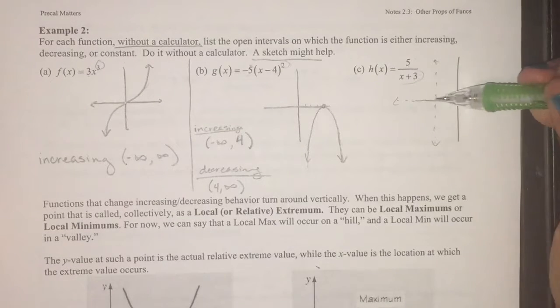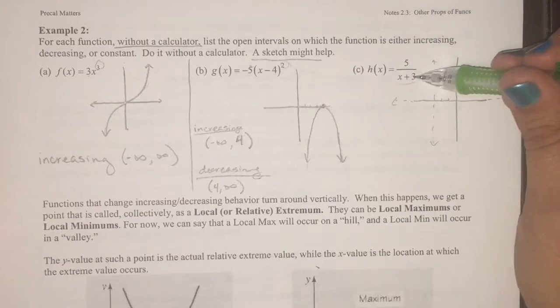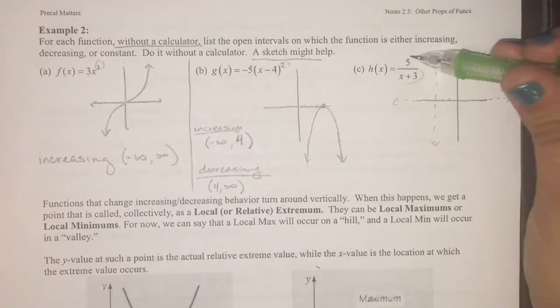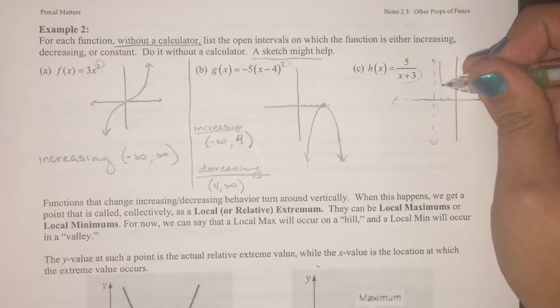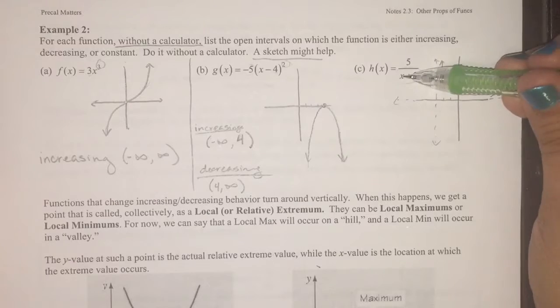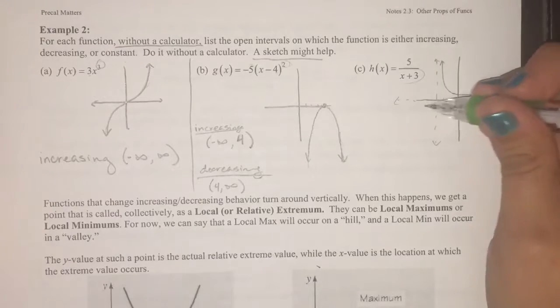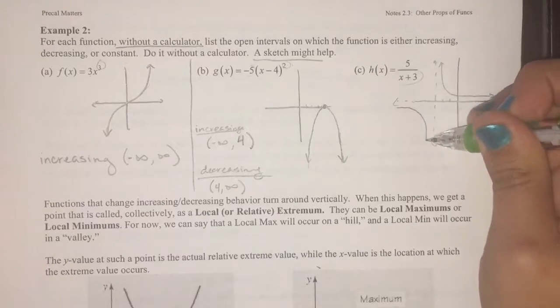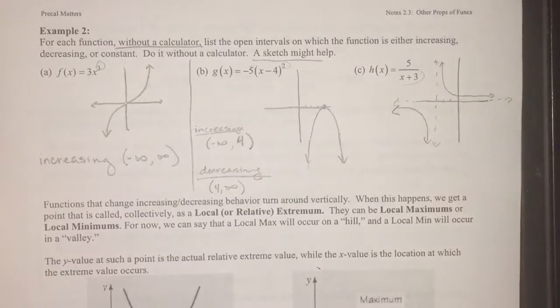So if I plugged in, let's say I plugged in -2. So if I plug in -2, this gives me a positive on the bottom and a positive on the top. So it's in the positive section. Okay. And if I plugged in -4, I get a negative on the bottom. So that's going to be in the negative section. So that's over here. So this function looks like this.